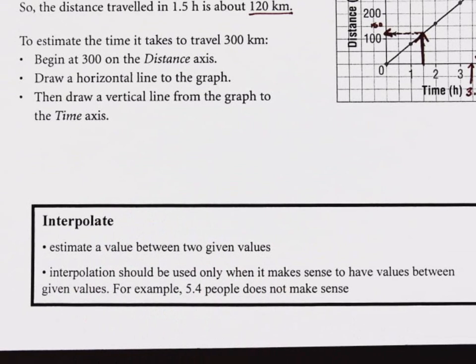So we have it on the graph. And we'd only interpolate when it makes sense to have values in between. Like people, we remember that's discrete data. We don't want to have half a person or 5.4 people. So sometimes you can't interpolate data.